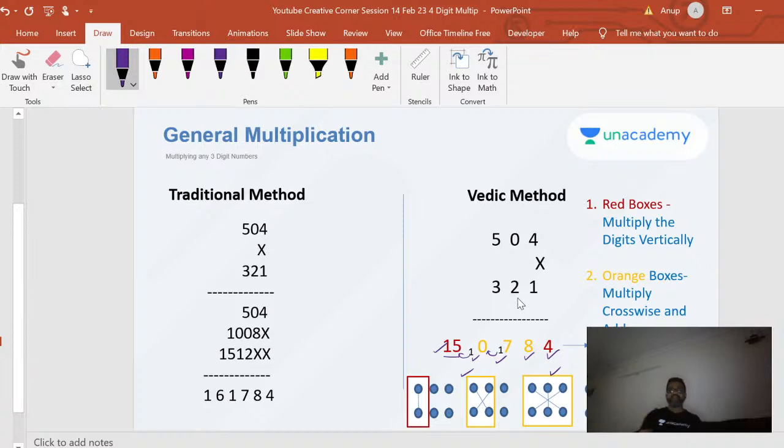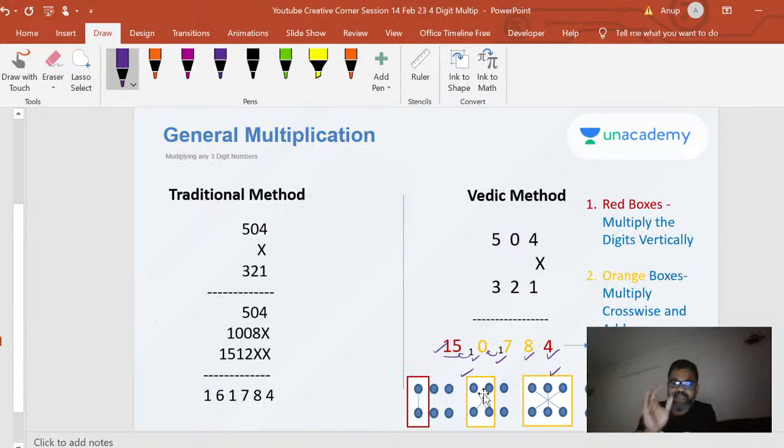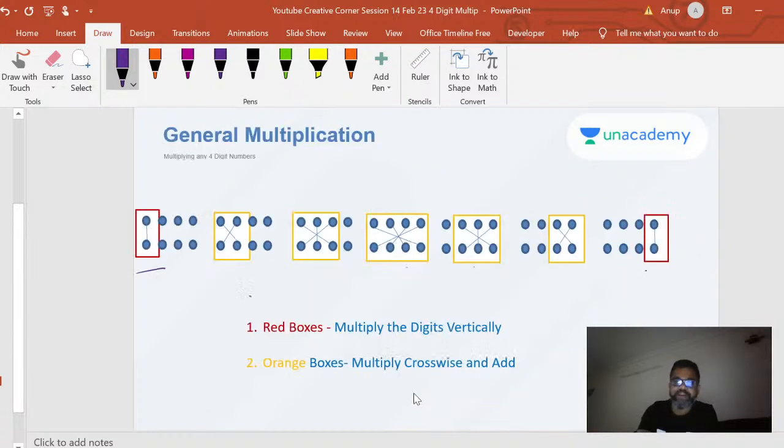Okay, so I think we should wind this class up now. Maybe I didn't do the recap. Okay, the recap was these patterns. All I wanted was for you to memorize these patterns. This one, this cross, and this vertically on this side. This is a 2-digit multiplication pattern, and this is what a 3-digit multiplication pattern will do. One here, cross here, and that's it. And a 4-digit multiplication pattern, this is what it does.